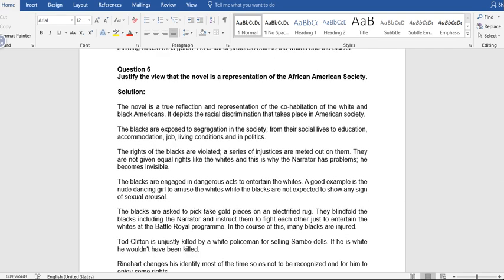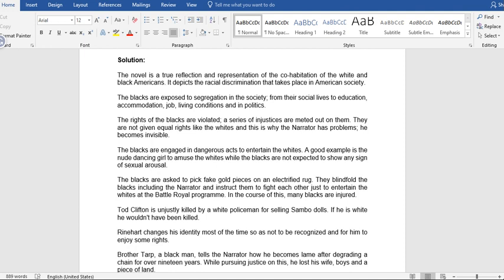The second question there is, justify the view that the novel is a representation of the African American society. Now the solution. The novel is a true reflection and representation of the cohabitation of the white and black Americans. It depicts the racial discrimination that takes place in American society.